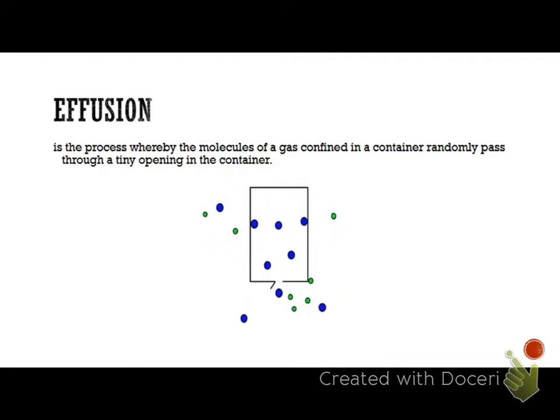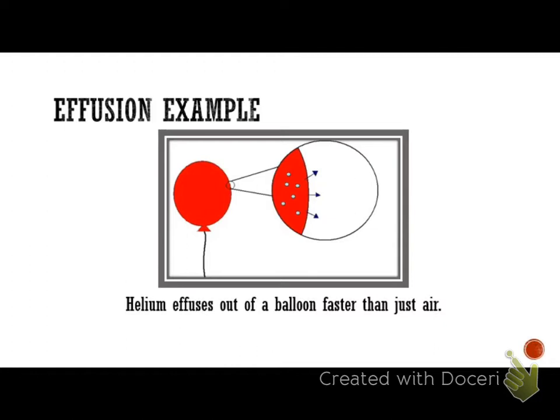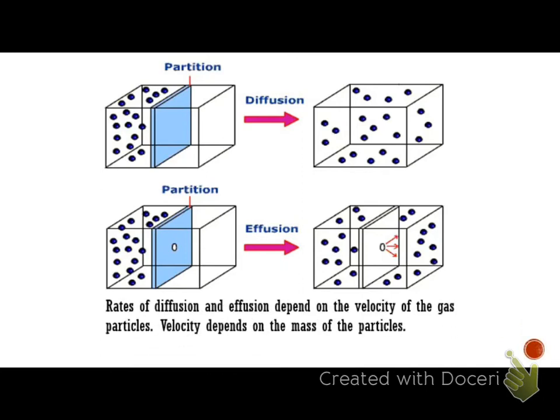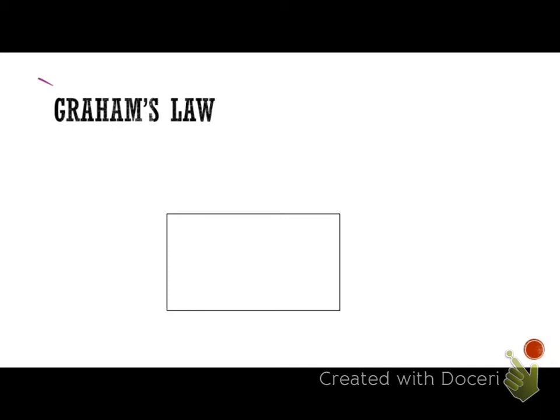A very good example of that is a helium balloon. If I have a helium balloon, it doesn't sit there and stay forever, because eventually the helium effuses out of the balloon faster than air would, because the helium moves faster. And so that's why we get flat balloons. Here's just another example. The rates of diffusion and effusion depend on the velocity of the particles and the mass of the particles. For our purposes, that's all we really need to know. We are going to skip that last section on Graham's law, so you can mark that out, and that is the end of the gas law notes for us.